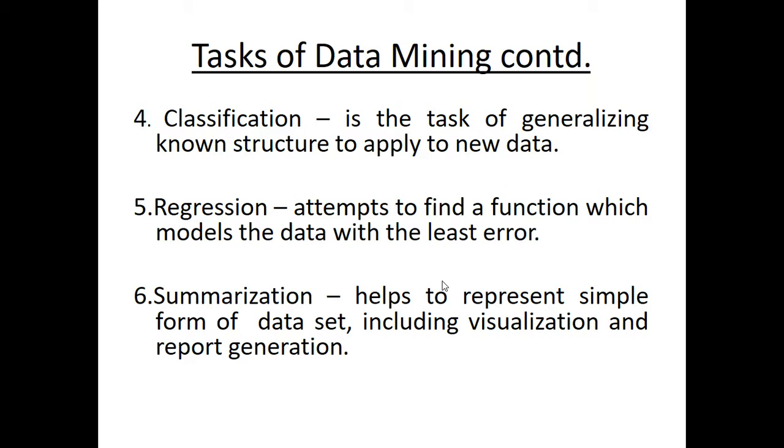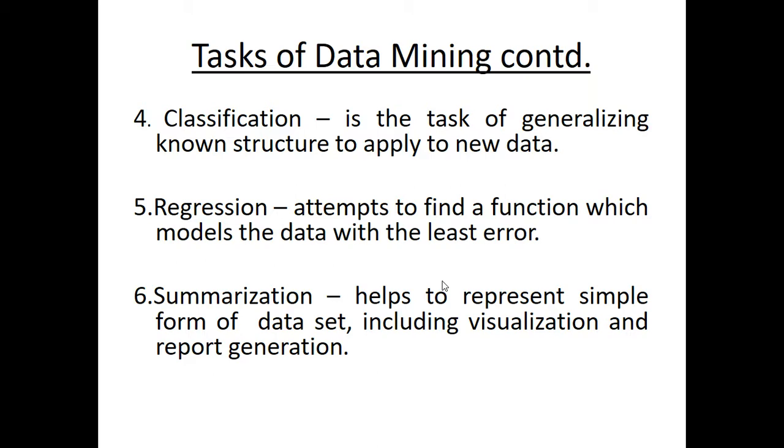Regression is an attempt to find the function which models the data with the least error. Regression and classification are almost the same. Classification uses discrete data and regression uses continuous data. When we have analog data, or when we have continuous data, we are going to use regression.